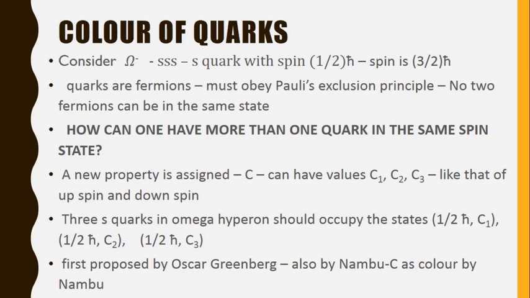And this concept was first proposed by Oscar Greenberg and also by another person called Nambu. And Nambu defined C as color. So we had given a new property and we didn't give it a name, but Nambu gave the name color for C. So each s quark in omega, even though the s quarks are the same with the same spin, that is half h cut, has a different property called color given by C1, C2, C3.